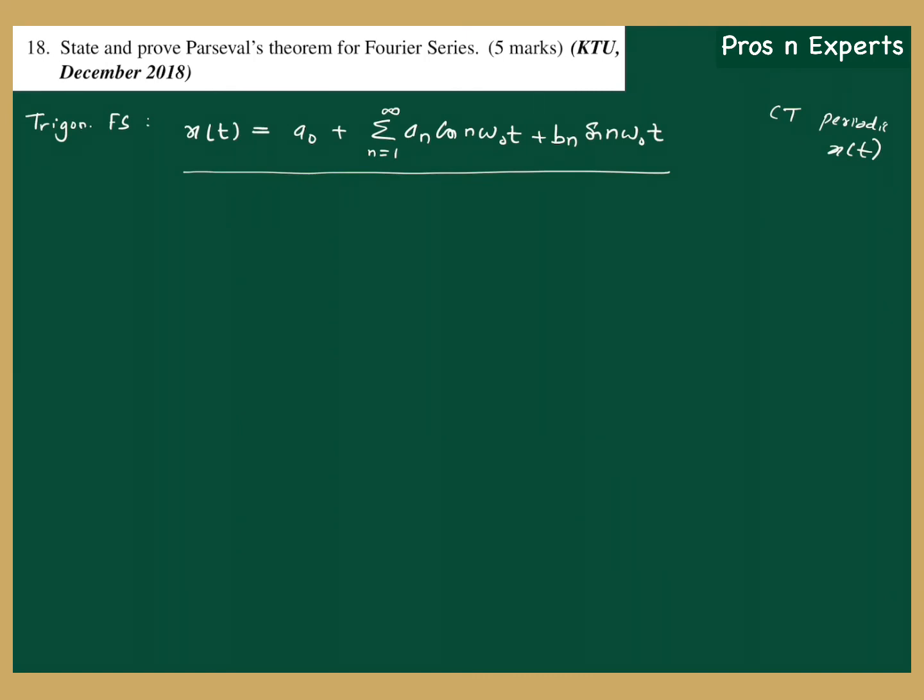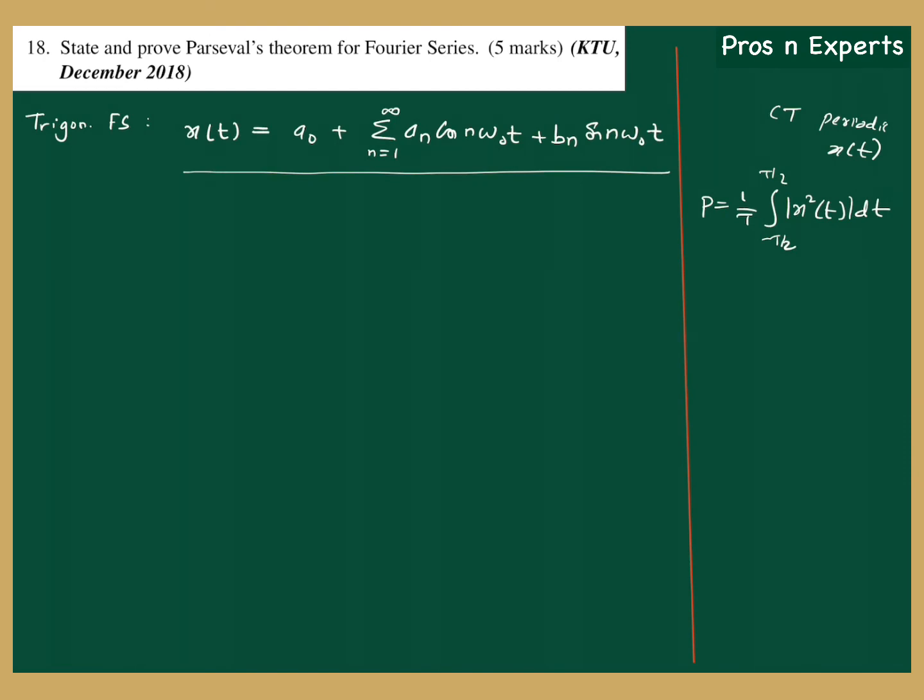Power, as you know, is given by 1 by time period integral over 1 time period. If x of t is a signal, then mod x square of t dt. This modulus has importance when the signal is complex, so you need to take the magnitude only to square it. So this is the expression to find out power.